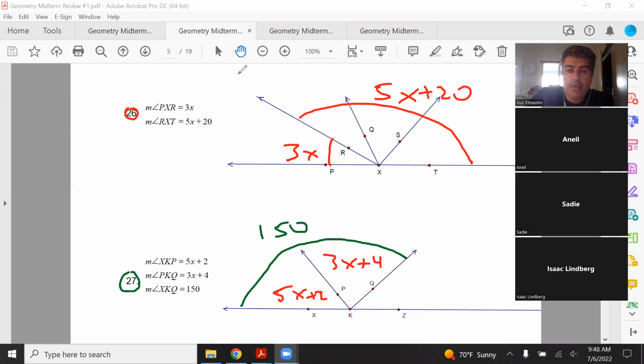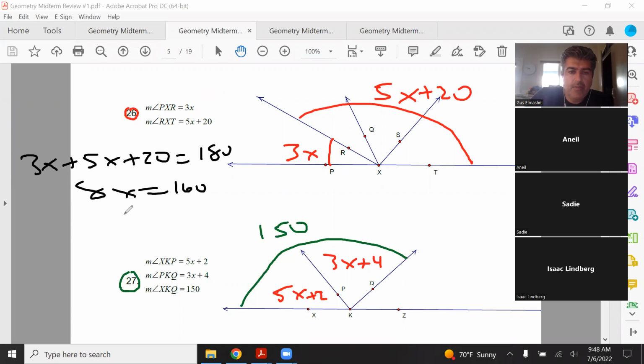So you have 3x plus 5x plus 20 equals 180. Right? I have to have the 180 because it forms a line. 8x equals 160. X equals 20. And just to check, that will be 60. Plug in 20 there, you get 120. Goes out to 180. So we're okay.